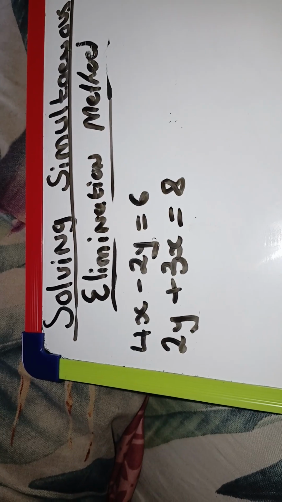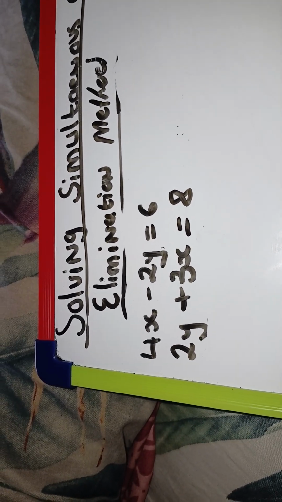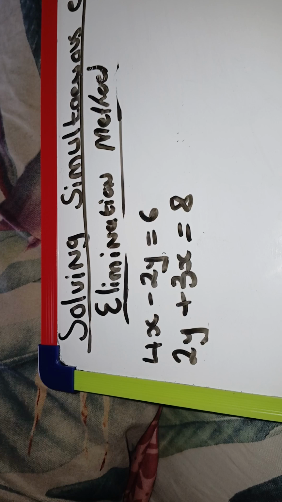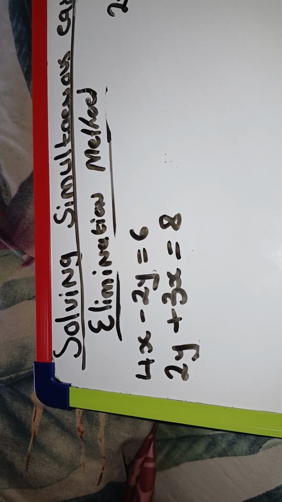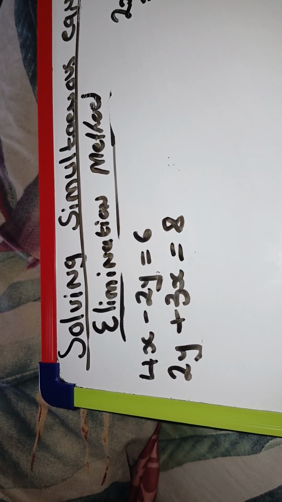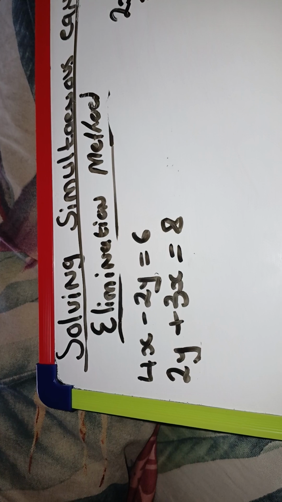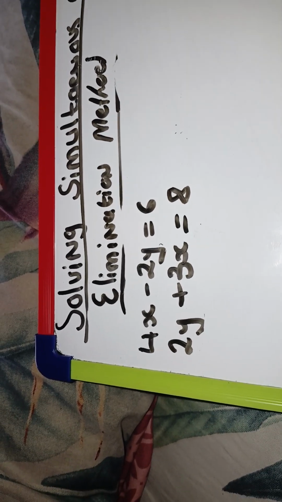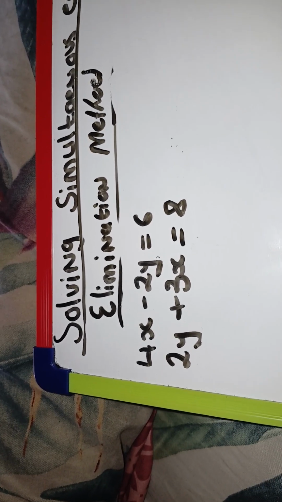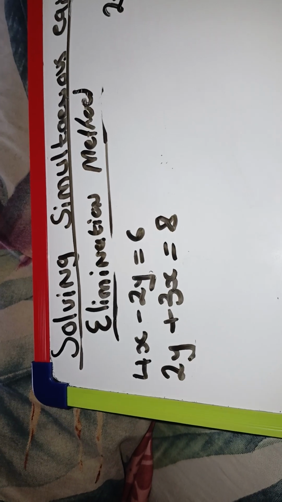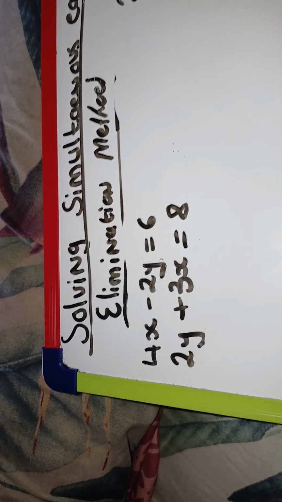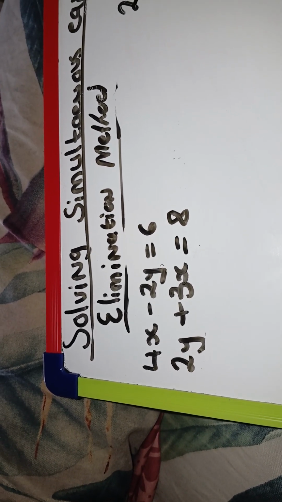Okay, guys. On the previous one, we were doing the substituting. How do you pronounce it? Substitution. Substituting. So we're using the substitution method when we're solving this simultaneous equation. So now we're going to be looking at the elimination method.